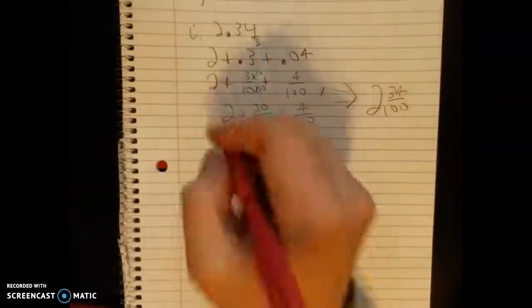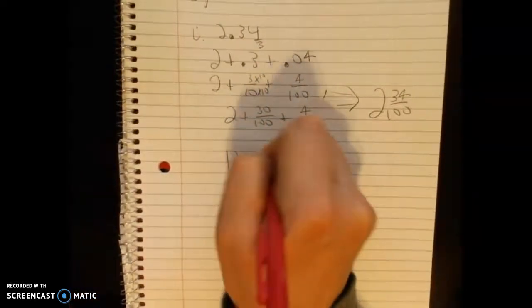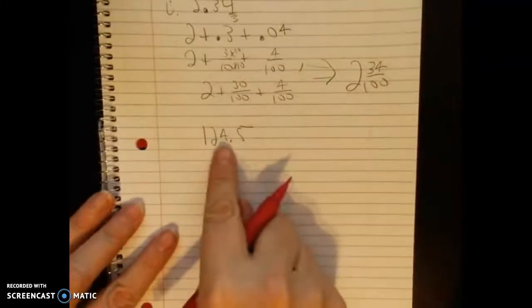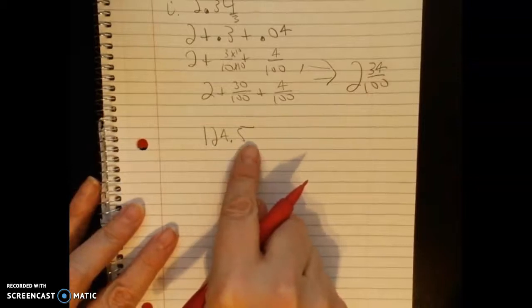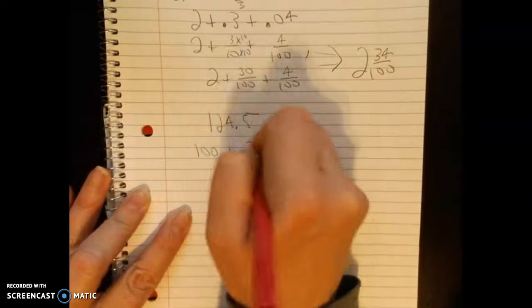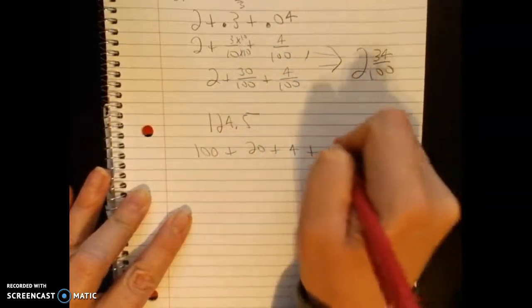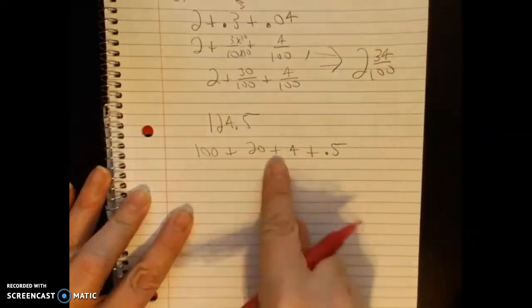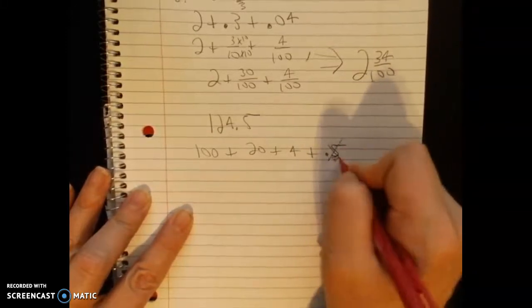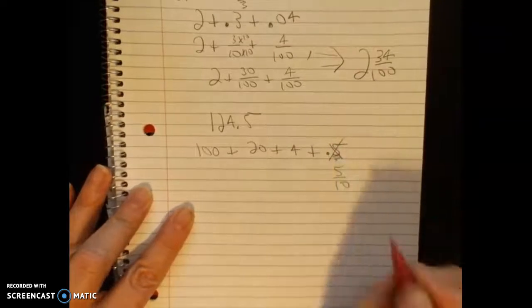All right, let's look at the next one. So 124.5. All right, that's kind of the lazy way of saying it. So it's really 124 and 5/10. But let's write it out by place value. So we have 100, we have 20, we have a 4, and we have a 0.5. These are all whole numbers. This guy is 5/10 because the 5 is in the tenths position. So I'm going to write 5/10.